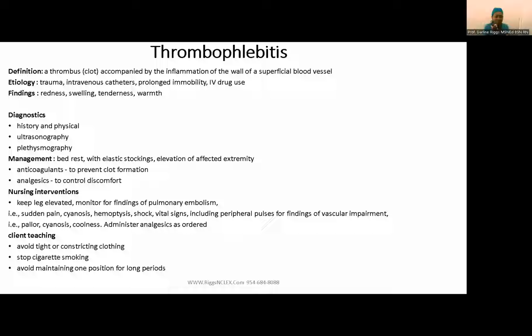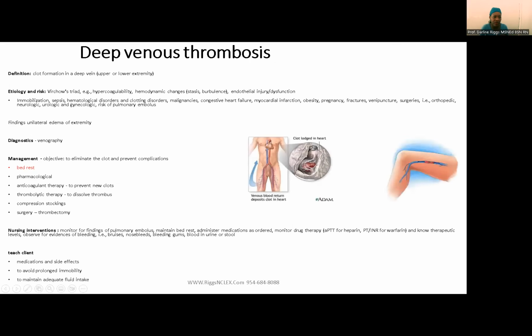So sudden pain, cyanosis, hemoptysis, that's late stage, folks. Hemoptysis, blood, shock, changes in the vital signs. They've gotten worse. We can teach the client some measures to take to prevent this from happening, and if we can, put it in the hospital. But eventually we may be talking about a deep vein thrombus here.